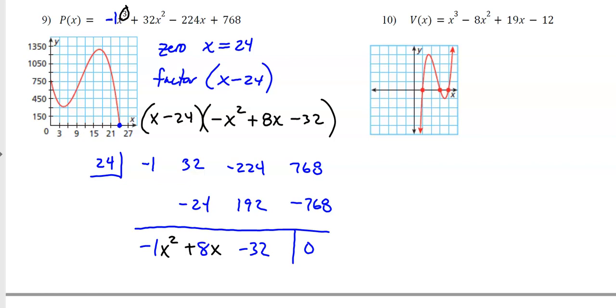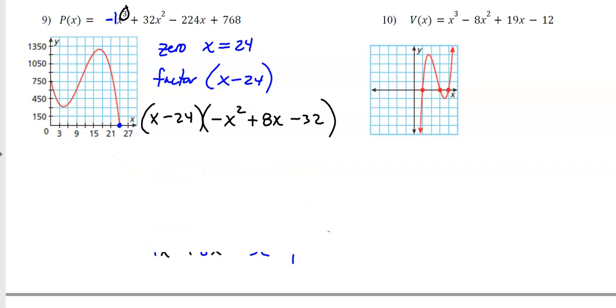Maybe I could have done some sort of grouping. The numbers are kind of big and nasty. But if you have a graph, you can actually cheat and use it.